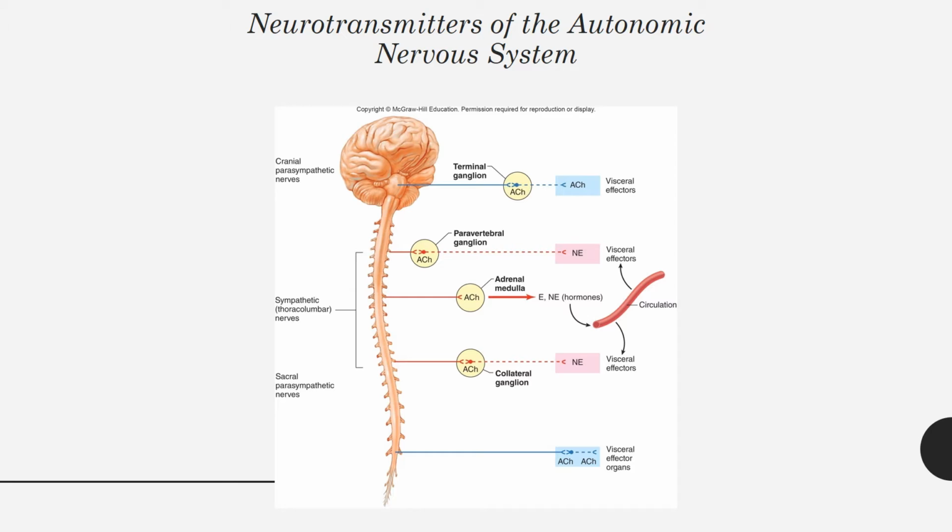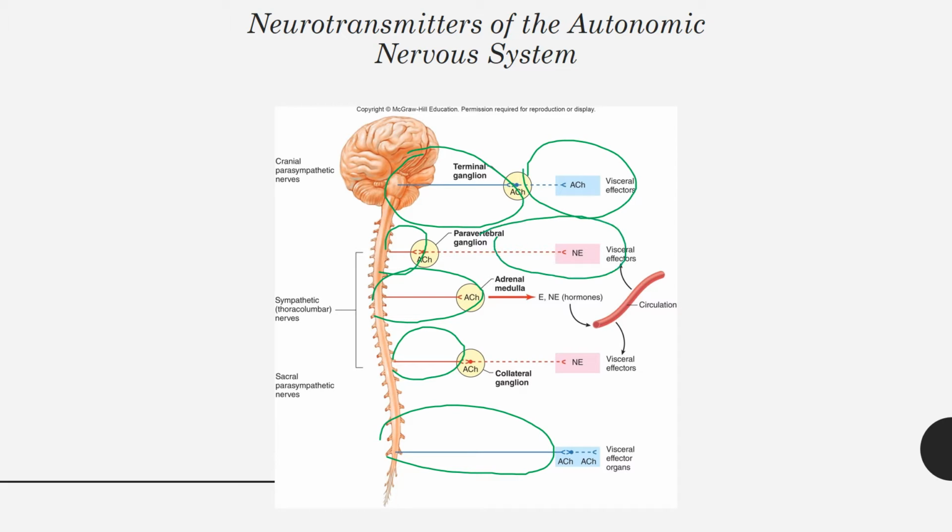If we look here, all of the preganglionic fibers that stem off of the central nervous system release acetylcholine. However, the difference between the sympathetic and parasympathetic is what the postganglionic fiber releases. Here, the blue represents acetylcholine, and that's what the parasympathetic division releases, versus the norepinephrine that we see here, which is released by the sympathetic nervous system.